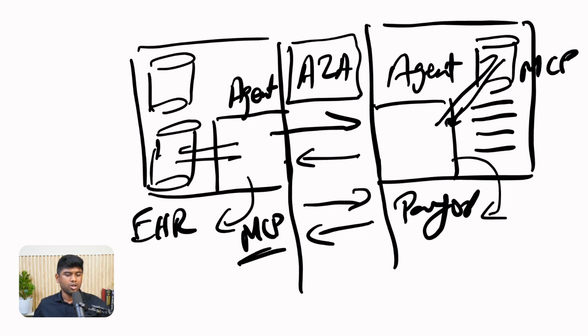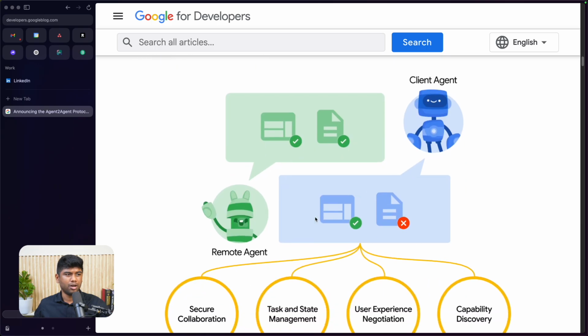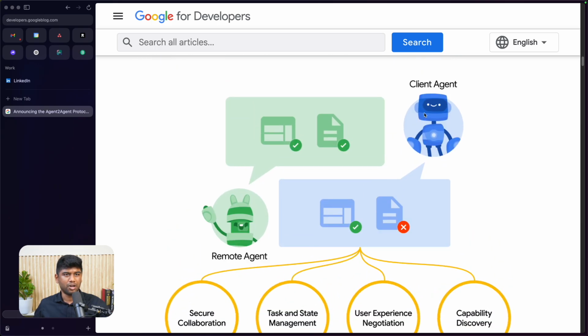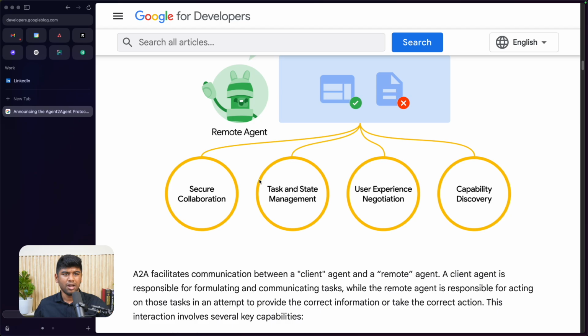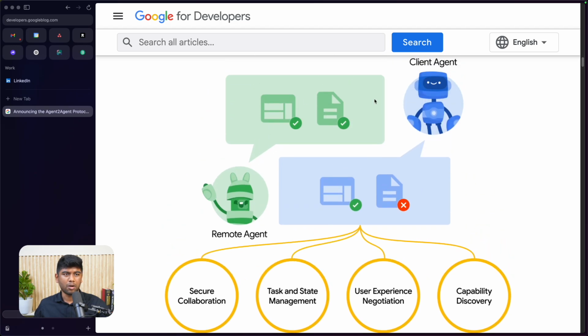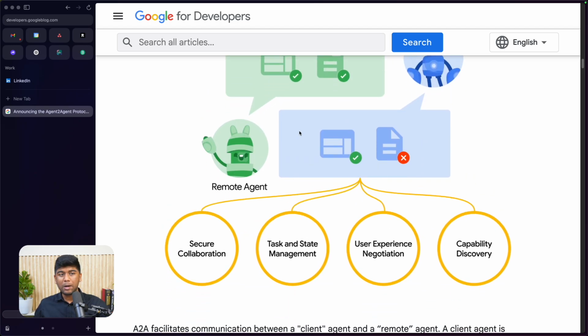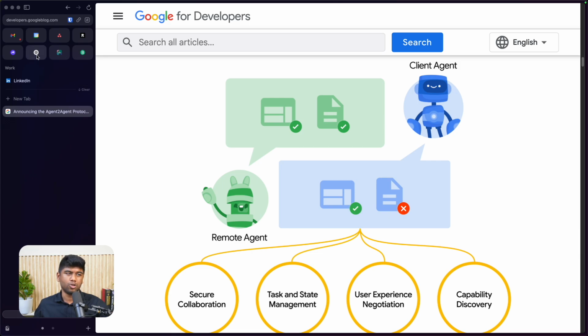And I think Google has also done a pretty good job at explaining what this is. So there's a remote agent, there is a client agent, and you can securely collaborate and provide proof that particular documents exist and so on as well, right?